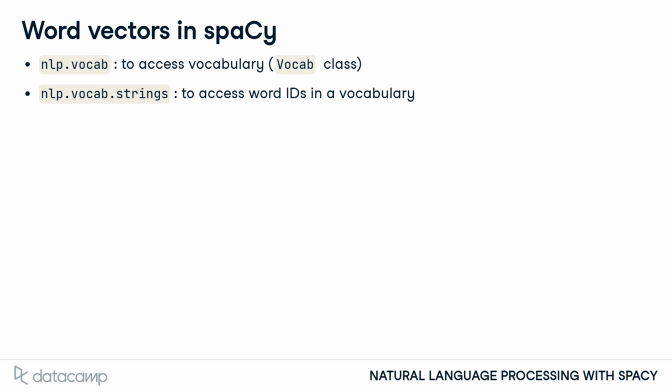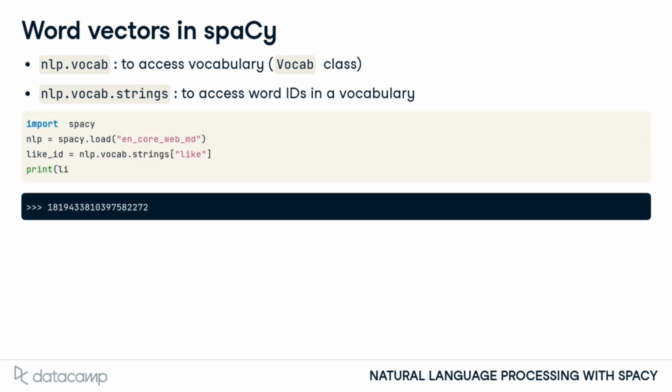When using spaCy, we can only extract vectors of words that exist in a model's vocabulary. We use the nlp.vocab method of a spaCy model to access a vocabulary object. Then the nlp.vocab.strings attribute of a vocab object can be used to access word IDs in the vocabulary. Later, the vocab.vectors can be used to access word vectors of a word using its ID.